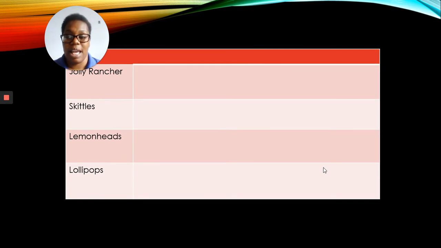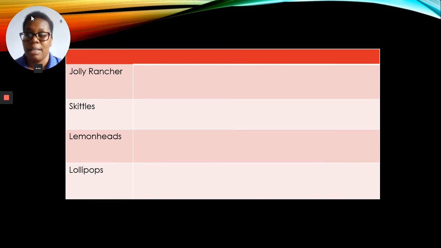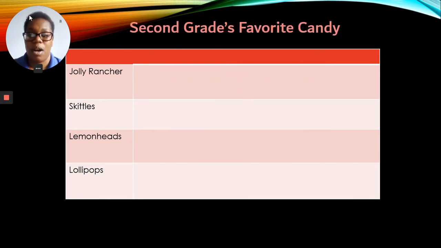As we see, we already have our categories, Jolly Ranchers, Skittles, Lemon Heads. All right. Next thing we're going to put on our pictograph is our title, 2nd grade's favorite candy. The next thing we're going to put on there is what?